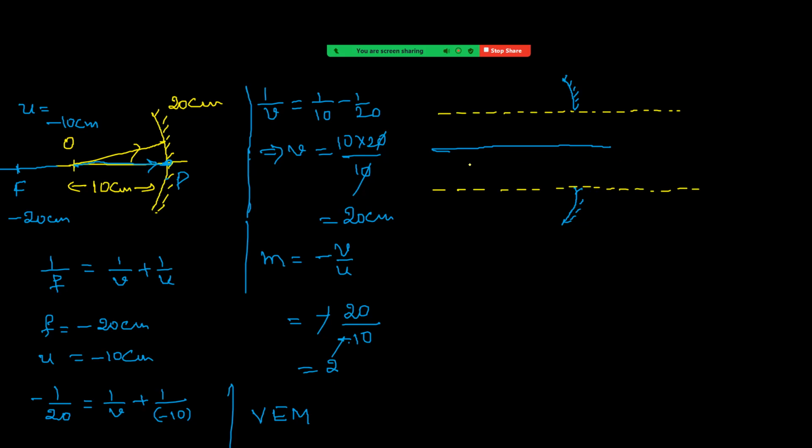Okay. And see where the object is. This is now the object. Right. Now you can see we got magnification plus 2. So the image will be behind the mirror. Okay. Erect one. Now focus carefully here on what we are doing.